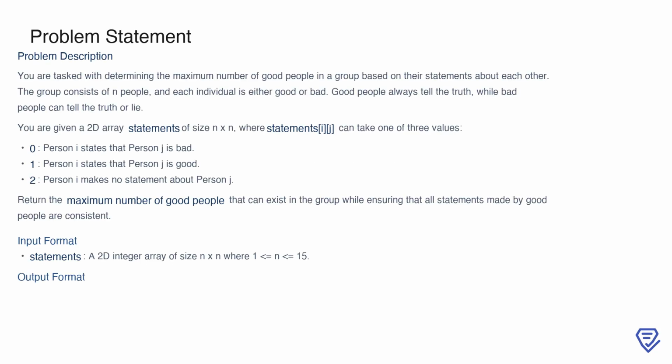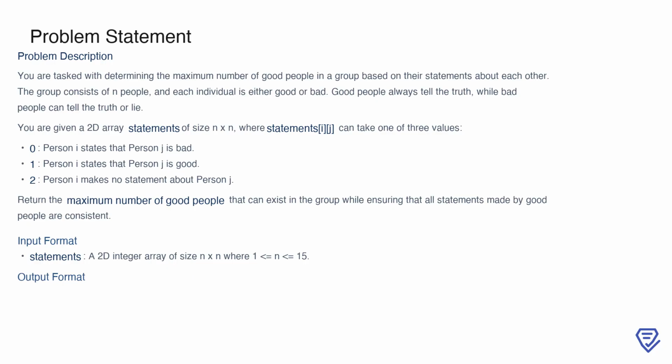In this problem, we are trying to determine the maximum number of good people in a group based on the statements they make about each other. The group is made up of n people, and each person is either categorized as good or bad. Good people always tell the truth, meaning their statements are reliable, while bad people can either tell the truth or lie, making their statements unreliable.